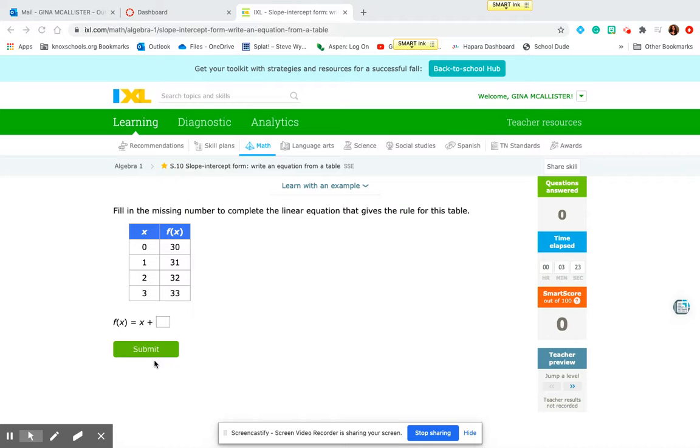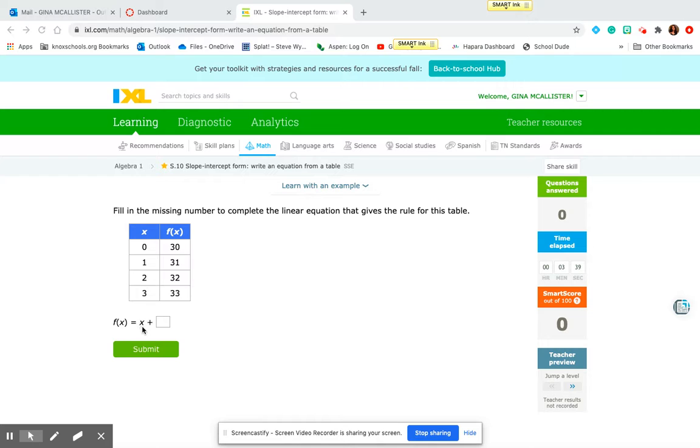Hey friends, today you're working on IXL S.10 slope-intercept form, write an equation from a table. So on the first section, you're going to find either the slope or the y-intercept.